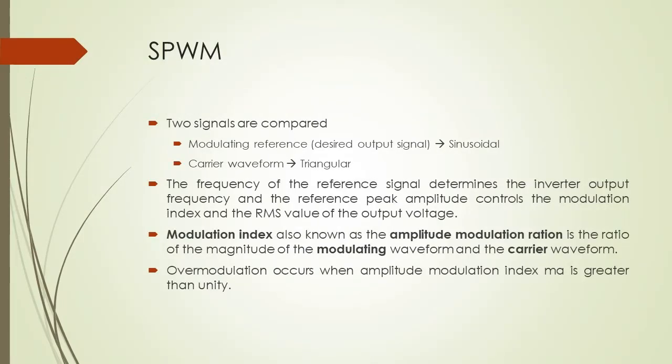The term SPWM stands for sinusoidal pulse width modulation. That is a technique used to generate pulses for switches of an inverter. In this scheme, a sinusoidal modulating voltage of the desired output frequency is compared with a triangular carrier waveform that has a higher frequency. Amplitude modulation ratio, also known as modulation index, is the ratio of the magnitude of the modulating voltage and the carrier voltage. It has a value between 0 and 1. A modulation index greater than 1 is called overmodulation.